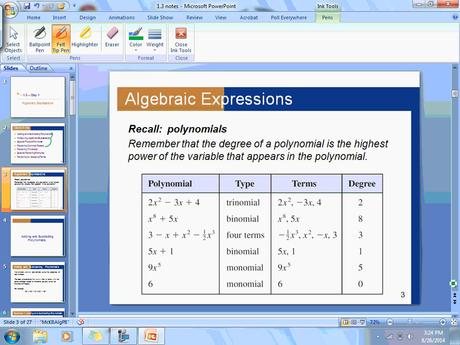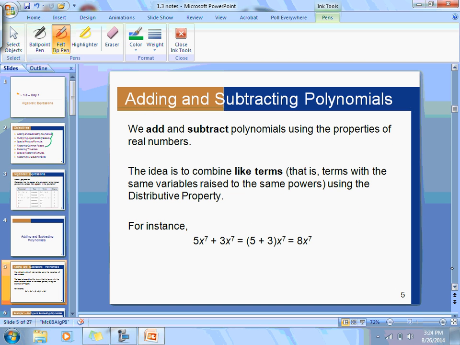Okay, this chart here is just to refresh your memory about the different types of polynomials we have. If we have just one term, it's called a monomial. Two is a binomial. Three is a trinomial. Anything beyond that, with 4 terms, is called a polynomial. And when we add and subtract polynomials, we have to combine like terms. And remember that a like term has to have the same variable with the same power. That's what makes like terms like terms. So x to the 7th and x to the 6th are not like terms.